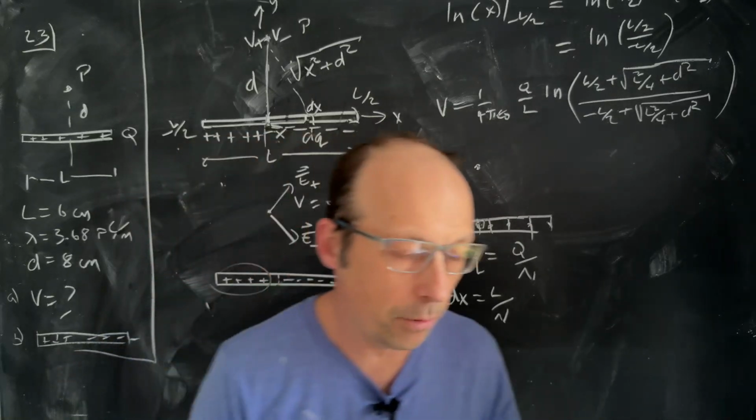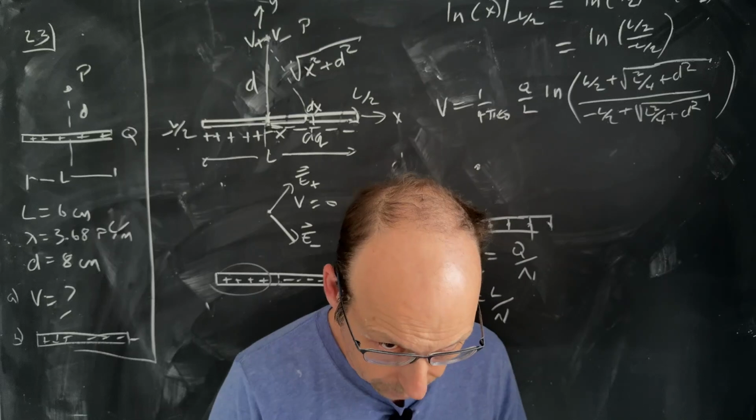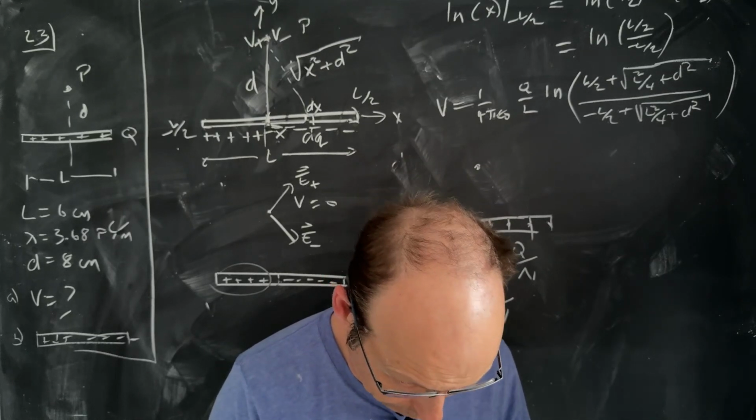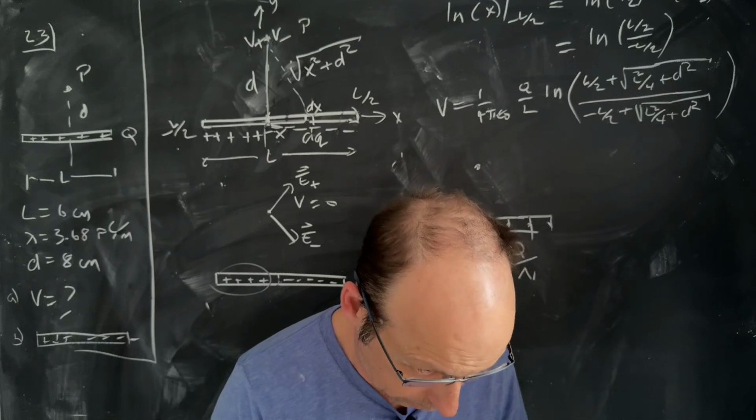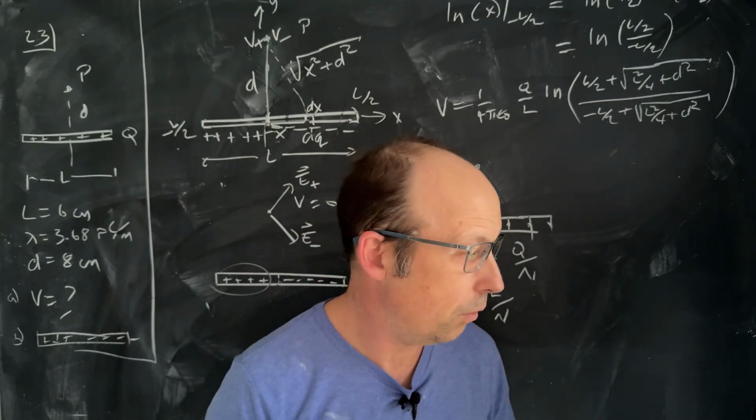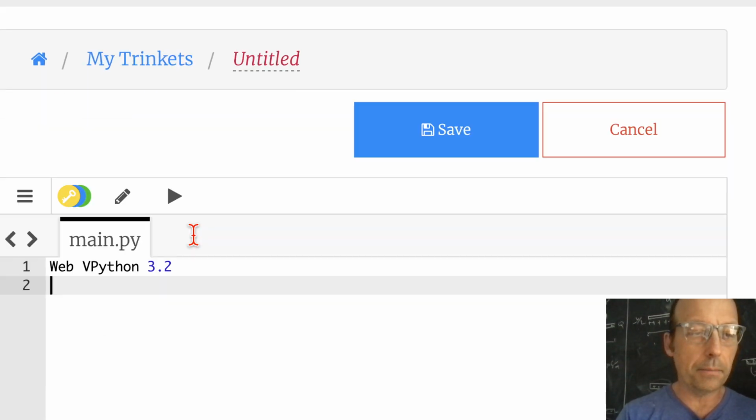Let's jump over to Python, which I didn't pull up already, so that's my fault. Let me pull it up real quick: new trinket, web Python. Let's go. Okay. So Python, here we are. Let's just go ahead and enter all our constants and make this bigger.